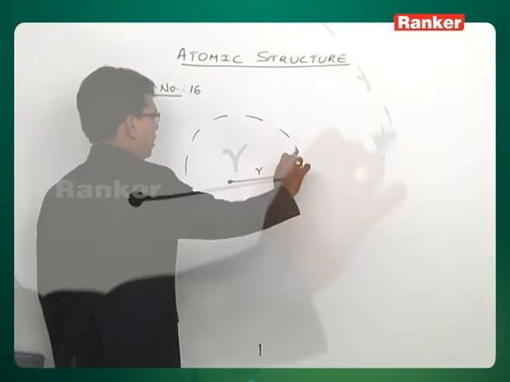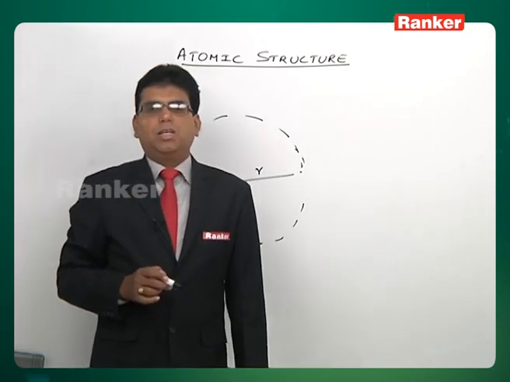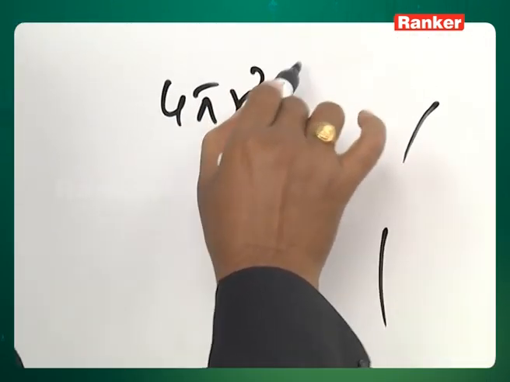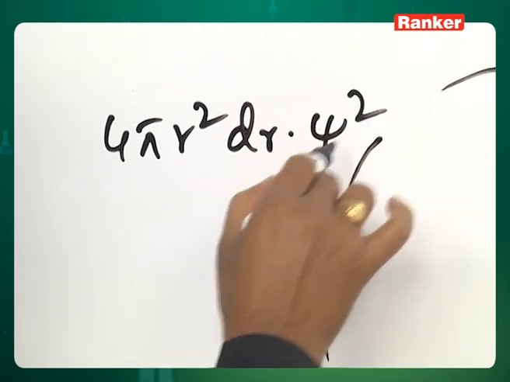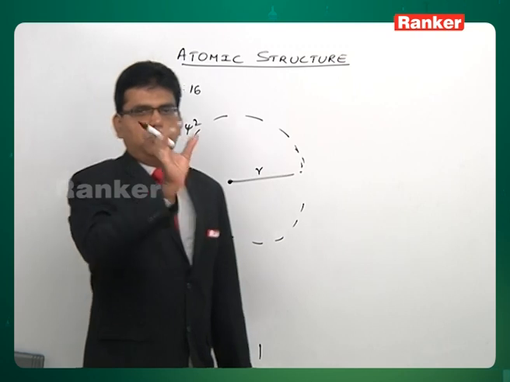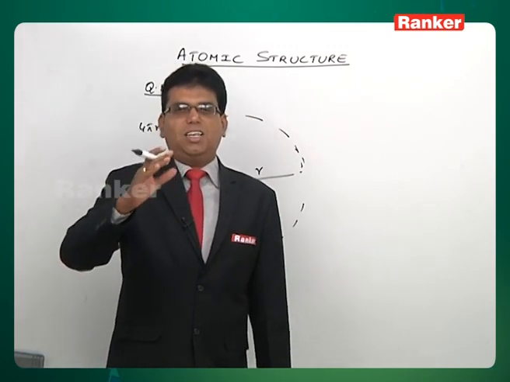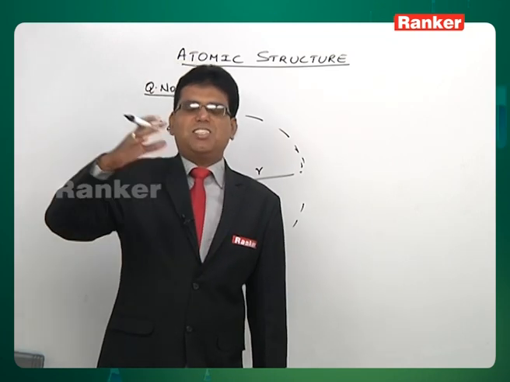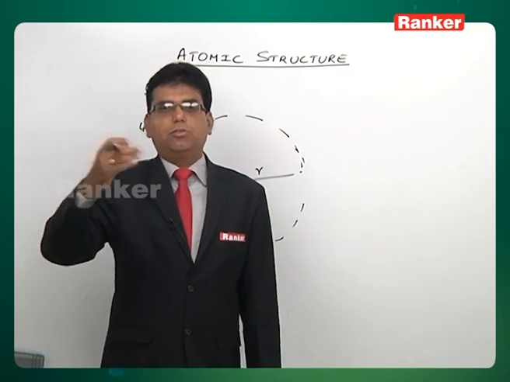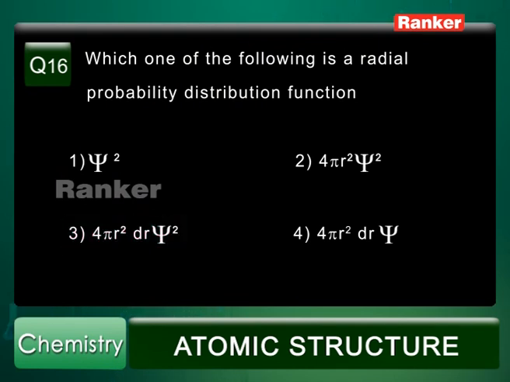This is a mathematical equation based on that second order differential equation in Schrodinger's wave equation. If we take that into consideration, then it is 4 pi r square dr into psi square, where psi square is the probability of finding an electron, and 4 pi r square dr is a change in the radial distance. So, with change in a small radial distance dr, what is the change in electron density? That is the probability of finding an electron. So, that will be 4 pi r square dr psi square. So, the correct answer is option 3.